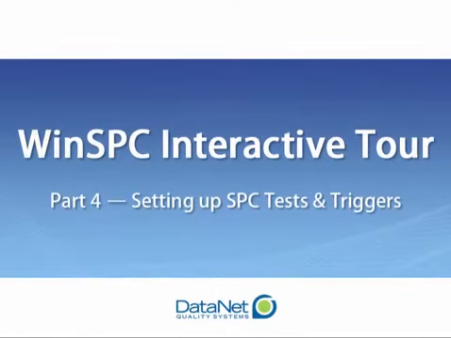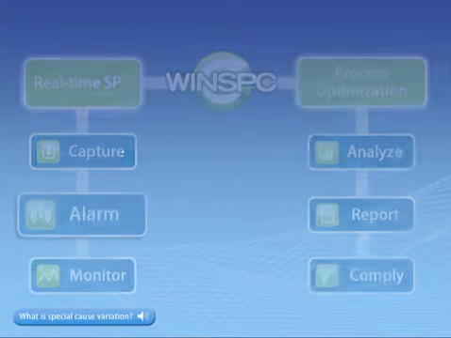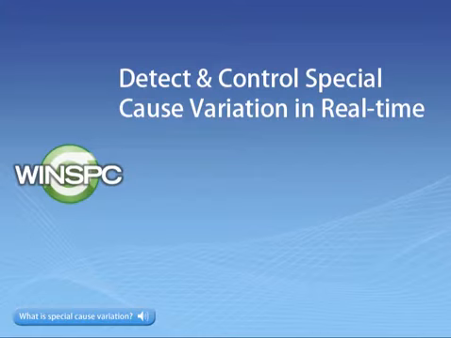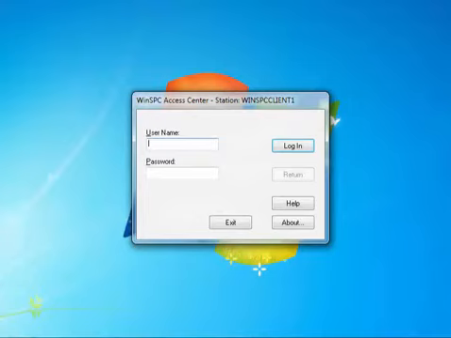Welcome to the Setting Up SPC Tests and Triggers interactive presentation. In this presentation, we're going to look at how you can use WinSPC to detect and control special cause variation in real time. Specifically, we'll cover how you can test incoming data and how you can trigger corrective actions in response to test violations. To get started, enter your name and click Login.